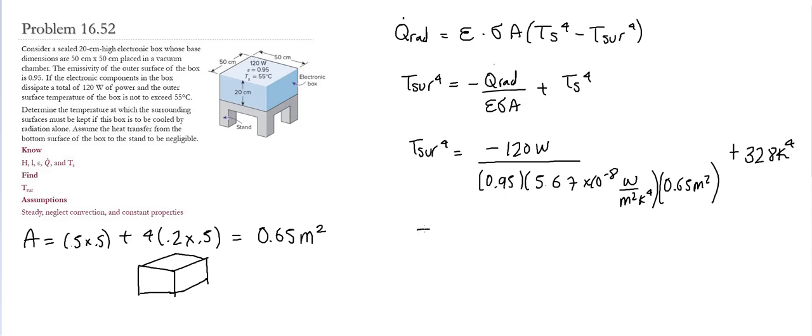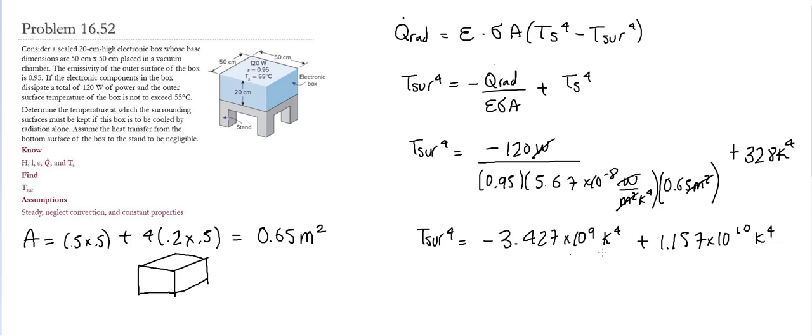So we're going to do both of the components. Once again, this is to the fourth. This part over here, if we plug it into the calculator, becomes negative 3.427 times 10 to the ninth. If we see the units, watts cancels with watts, meter squared cancels with meter squared. What we're left with is Kelvin to the fourth. And this value over here, 328 to the fourth, becomes simply 1.157 times 10 to the 10th, again in Kelvin to the fourth. We add these two values, T surrounding to the fourth becomes 8.147 times 10 to the 9th. And this is simply Kelvin to the fourth.